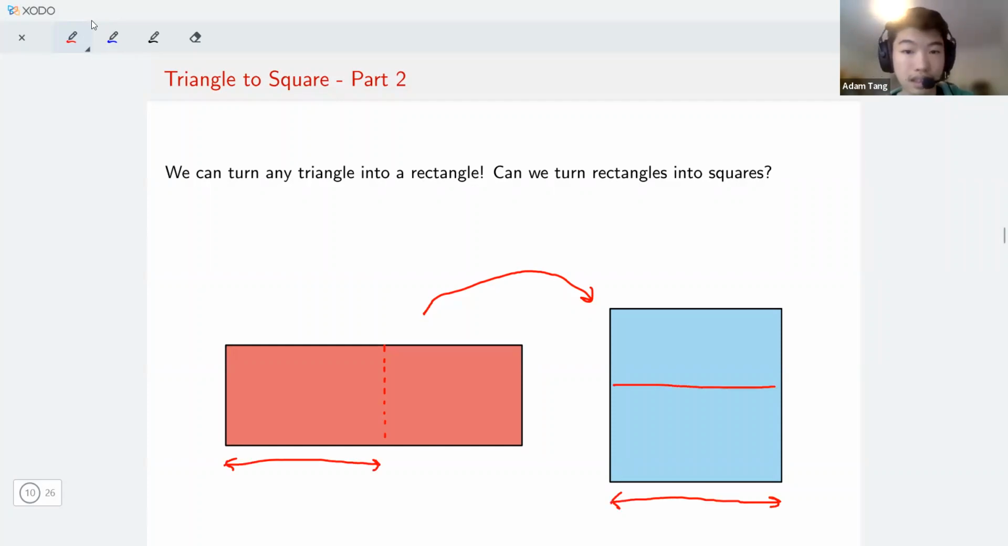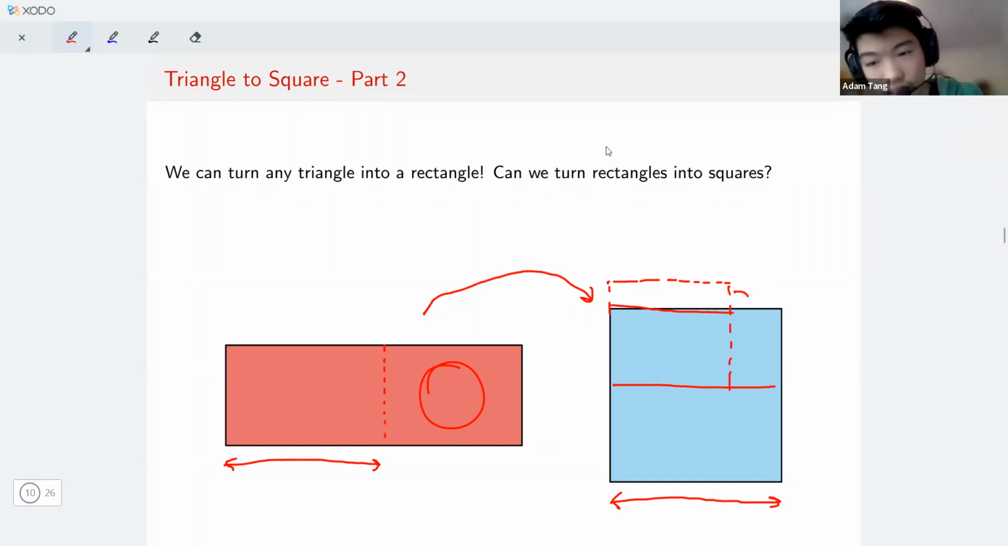However, the rest of the rectangle, you can't really cut it. It's going to be weird still. It's going to look something like this. You can take this extra region and put it here, but this process is probably going to go on infinitely, and that is an issue. So maybe we need to think about this rectangle-square matter in a different way.